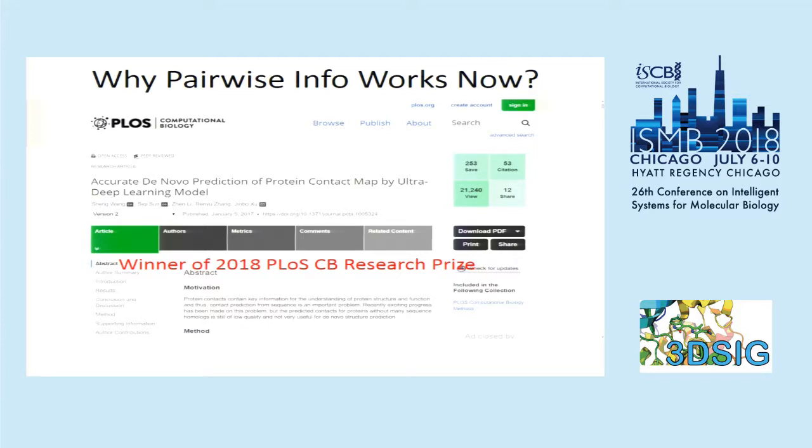This is built on my previous work published early in 2017. Early in 2017, I published a paper, the first one to introduce the deep convolutional neural network to do protein contact prediction. By using the deep convolutional neural network, we can significantly improve protein contact prediction. This paper just won the PLOS CB research prize in the category of breakthrough.